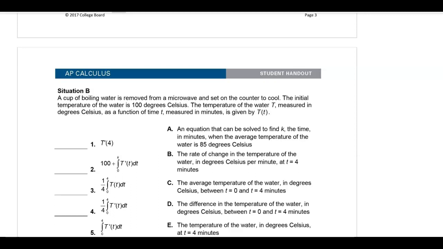So let's see what we know here. A cup of boiling water is set on the counter to cool. Initial temperature is 100. Temperature of the water as a function of time is T of t. So we know that T of t is temperature in degrees Celsius. If we take the derivative, that's going to be the rate of change of the temperature.